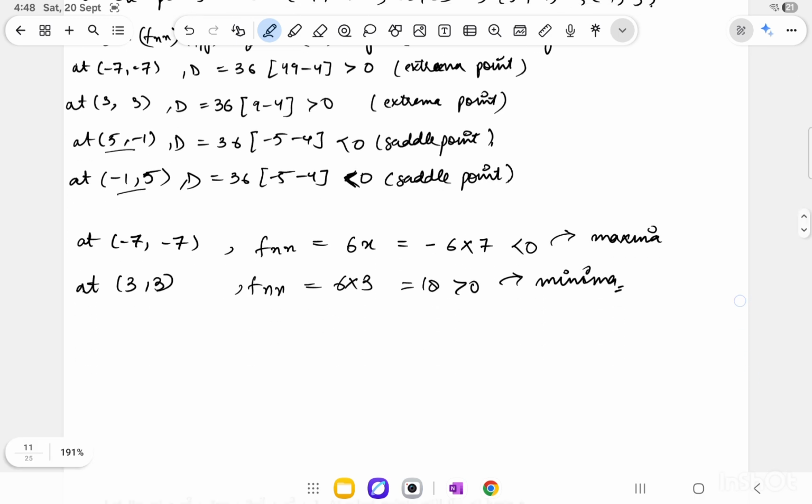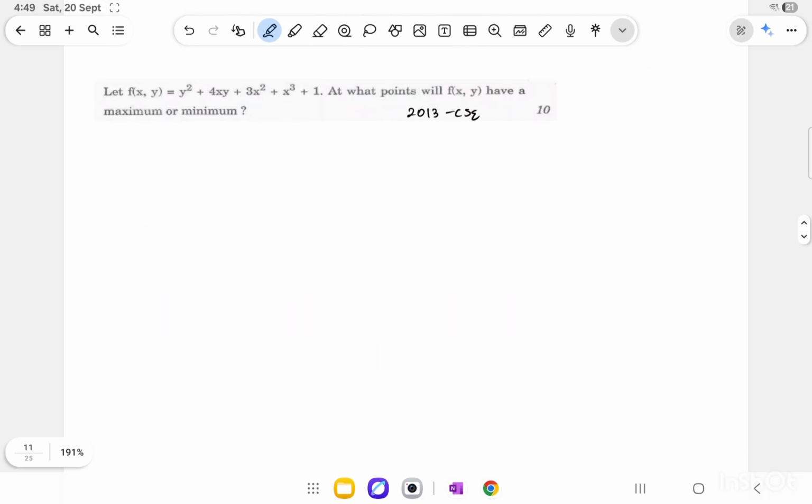So the next question says that there is a function f of x comma y and it asks us to find at what point will fxy have a maxima or minima.